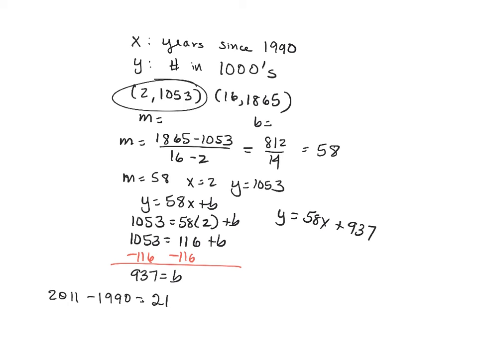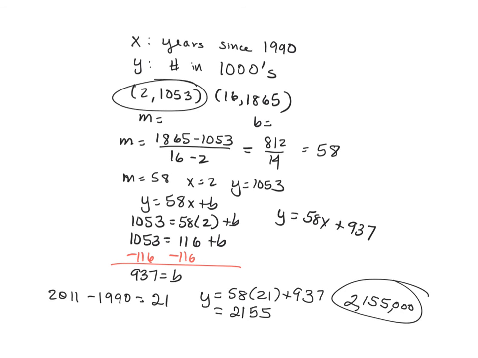Okay, so I have y equals 58 times 21 plus 937. So on my calculator I get 2,155. But remember, this was supposed to be in thousands, so I'm going to need to multiply this by 1,000. And so that's how many prisoners that would be in this system by 2011.